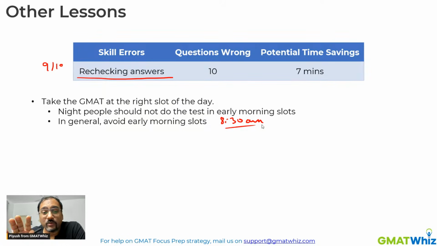So avoid early morning slots in general, unless you are like Akshay Kumar. Akshay Kumar is an Indian actor, by the way. He wakes up really early, like 5 in the morning or 4 in the morning, something like that. So if you're a very early morning person in general, then you can do it. Obviously, there's no problem with that. But if you're a night person, definitely avoid early morning slots. Try to take it at the right time of the day. And even if you have to delay your GMAT by a few days for that, do that. Trust me, it will help you out.